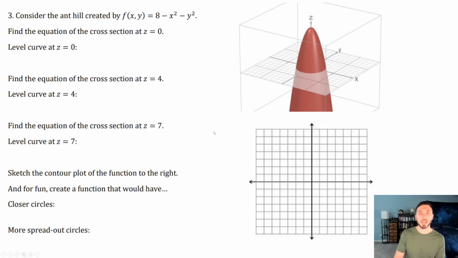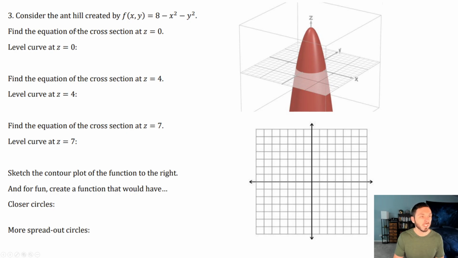So obviously we're not looking at mountain ranges. We're going to be looking at something a little bit more manageable, like a paraboloid. So consider the anthill. There it is. We'll start there. Created by just 8 minus x squared minus y squared. See if we can come up with the level curves at 0, 4, and 7. So let's just start with that.